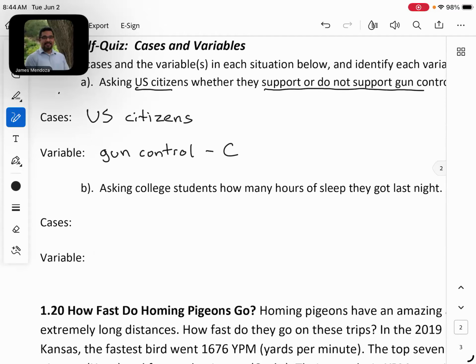Now, take a moment for yourself to try part B. Again, you can either pause the video and try it, or also just kind of be quiet for maybe about 10 seconds here, assuming that you're going to try B.